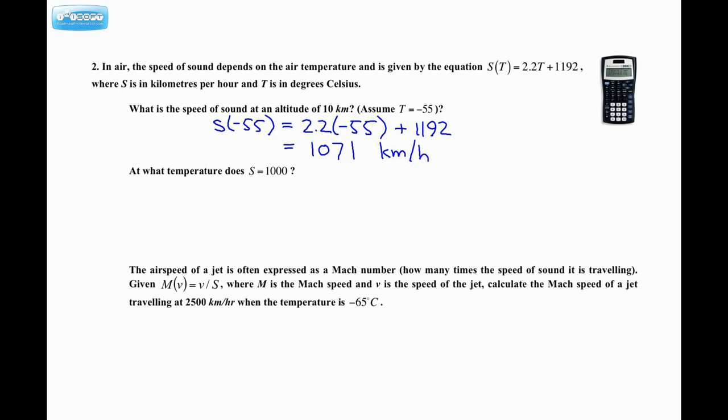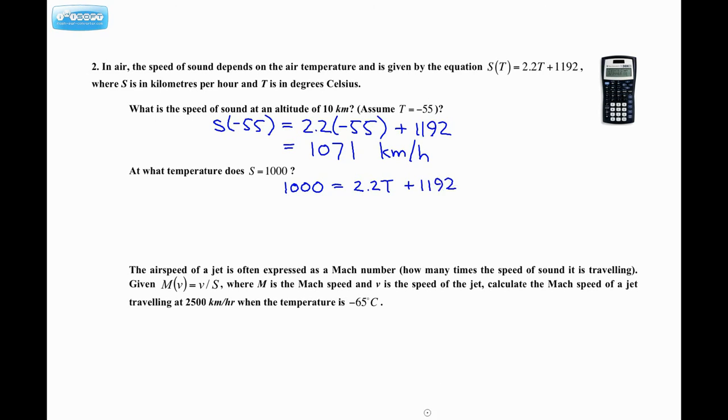Next part, at what temperature does the speed of sound equal 1,000? Okay, so this would be kilometers per hour. So we're going to have to work backwards. So in this example, they're telling us what the speed of sound is already. What temperature does it have to be in the outside air for it to be at this speed? Okay, so we replace the S of t with the 1,000, and then we just solve for t instead. So that means 1,000 equals 2.2 times the temperature plus 1192.